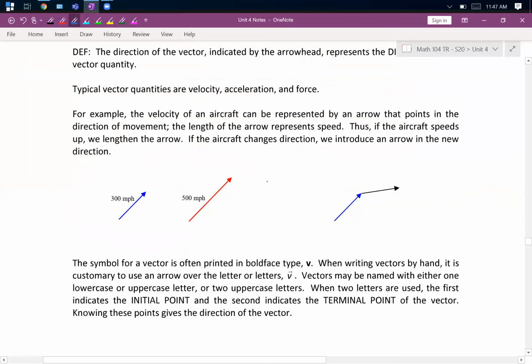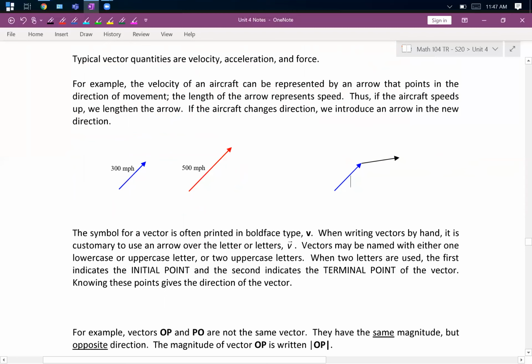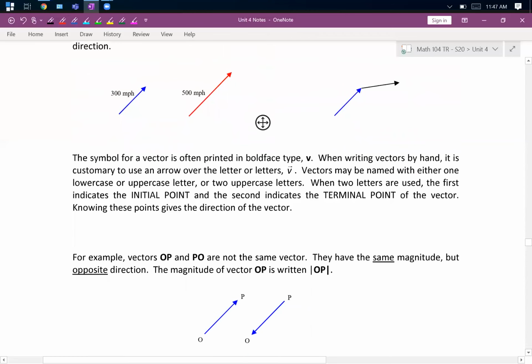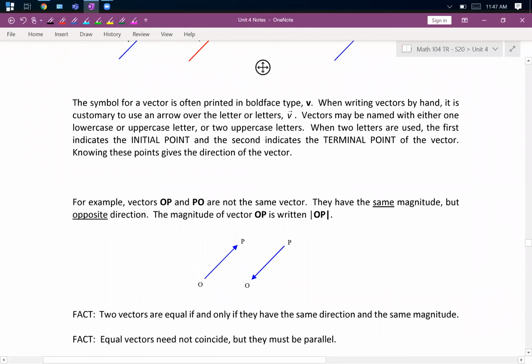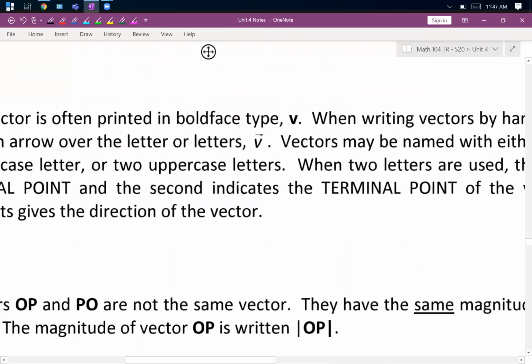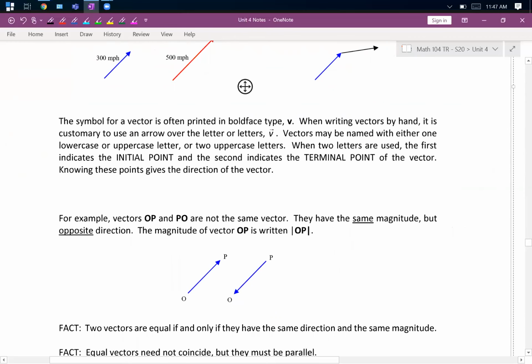The symbol for a vector is often printed in boldface type, but we don't usually write boldface when we're writing by hand. So when we're writing by hand, it's customary to use an arrow over the letter or letters. So I know that's small there, but we see we have an arrow pointing over our letter V. Vectors can be named with either 1 lowercase or uppercase letter or 2 uppercase letters. When 2 letters are used, the first letter indicates the initial point and the second letter indicates the terminal point of the vector. Knowing these points gives the direction of the vector.